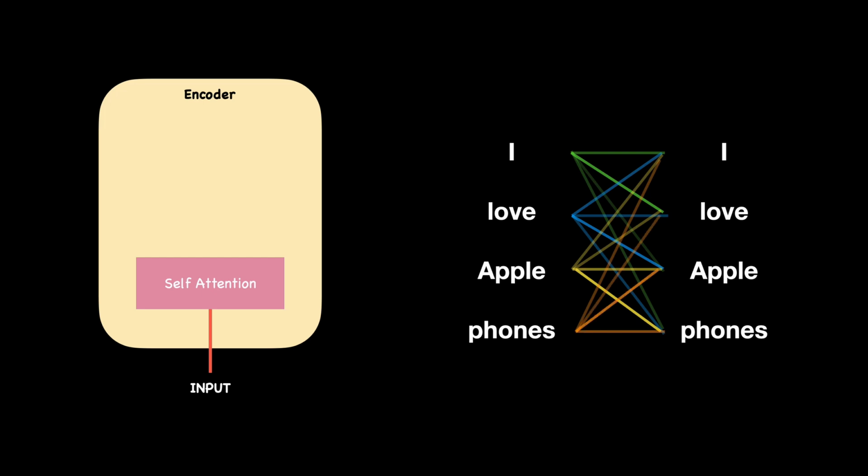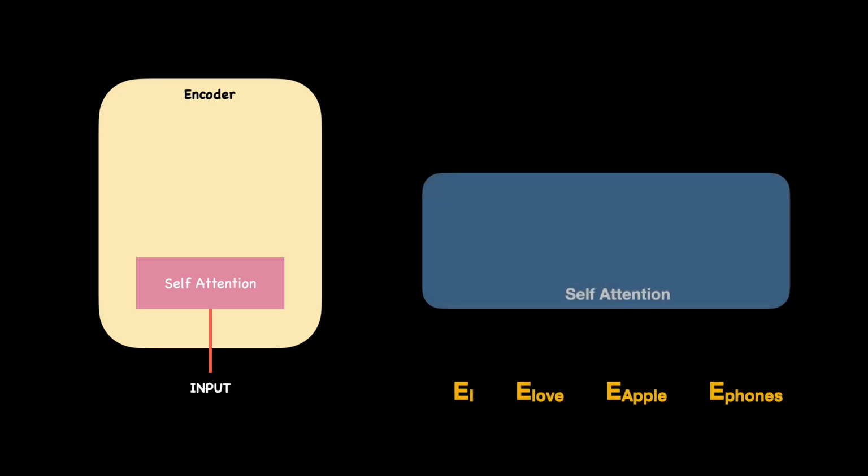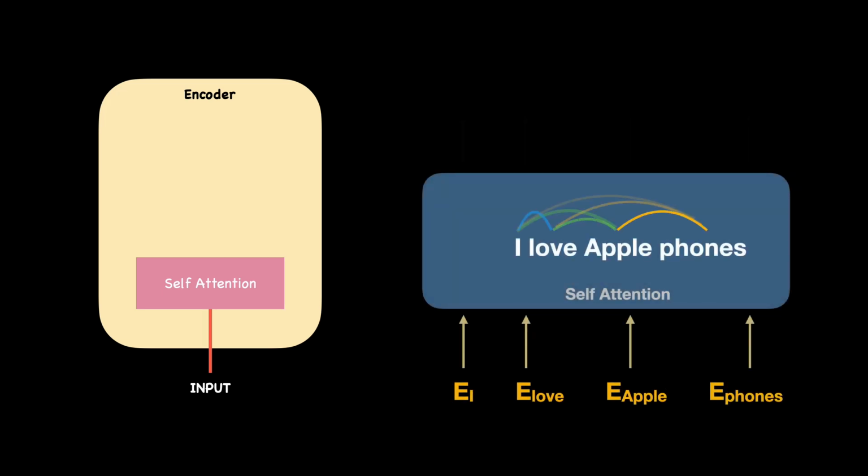It will create a map that tells which words are more closely related to one another. Like there could be a strong dependency between the words I and love, specifying that the subject I is performing an action, love. Or there could be a strong dependency between the words apple and phones, specifying that these two words are related and go together. Based on these dependencies, self-attention generates a new word representation for each word in the sentence. These refined word embeddings obtained from self-attention will capture contextual meaning more effectively, leading to more accurate and insightful predictions.